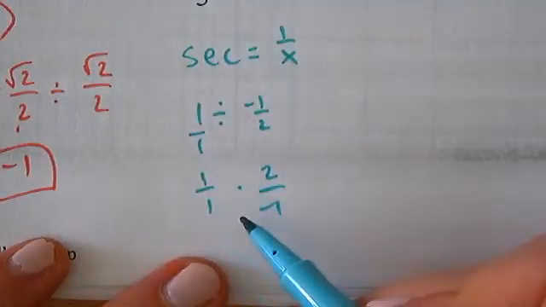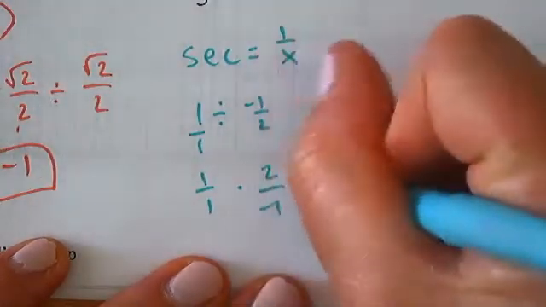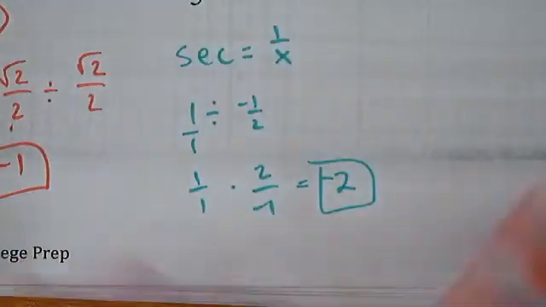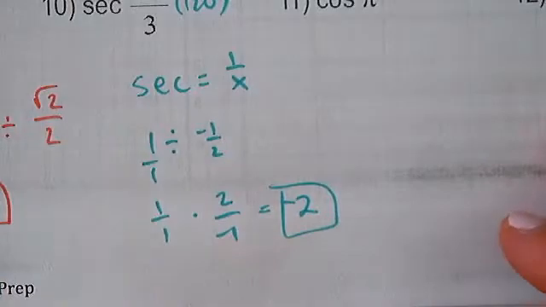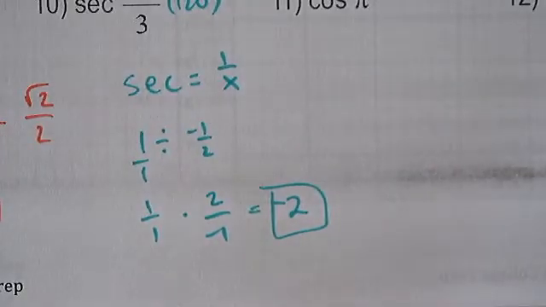What does this multiply to? 2 over negative 1 is negative 2. So the secant of 2 pi over 3 is equal to negative 2. Okay.